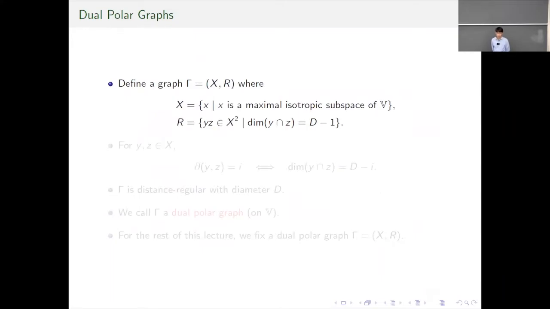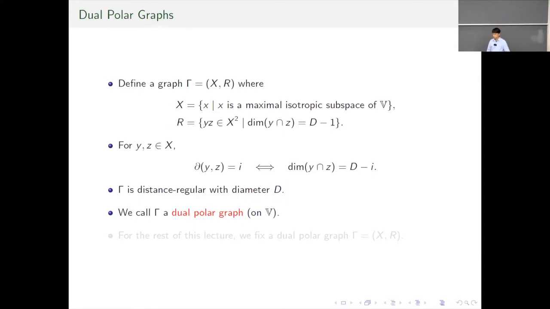we define a graph Gamma as follows. The vertex set X is the collection of all maximal isotropic subspaces. Two maximal isotropic subspaces, say Y and Z, are adjacent if and only if the dimension of the intersection of Y and Z is D minus 1. So the distance between Y and Z is i if and only if the dimension of the intersection of Y and Z is D minus i. And this graph Gamma is actually distance regular with diameter D. We call this the dual polar graph.